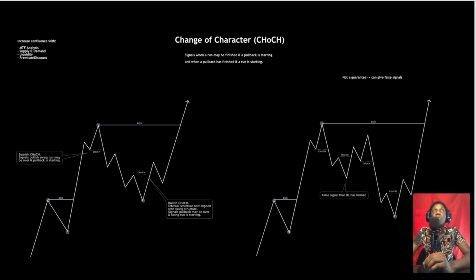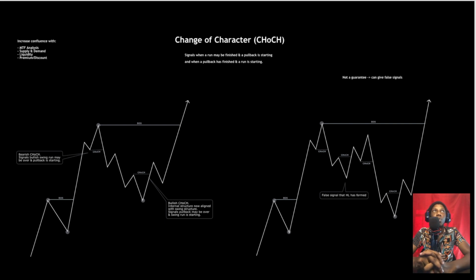Okay. So change of character is actually signaled when a run has finished and a pullback is starting, and when a pullback has finished and a run is starting. That's basically what change of character is. That's where you find change of character.